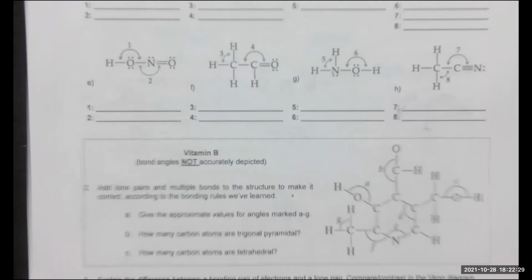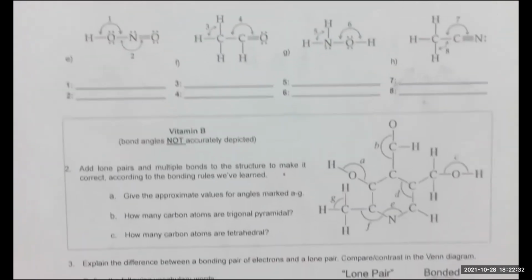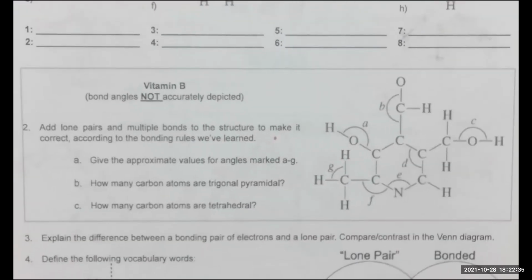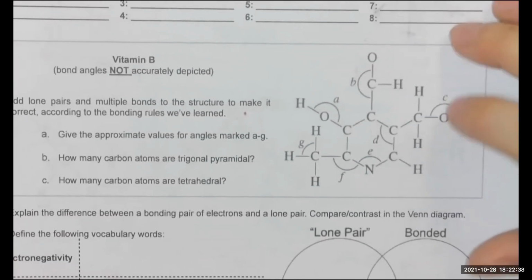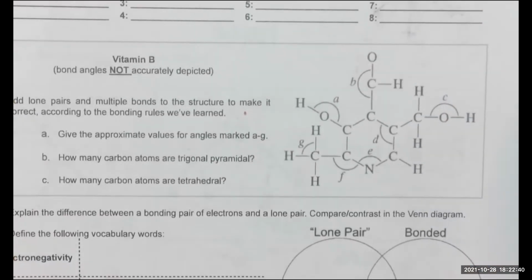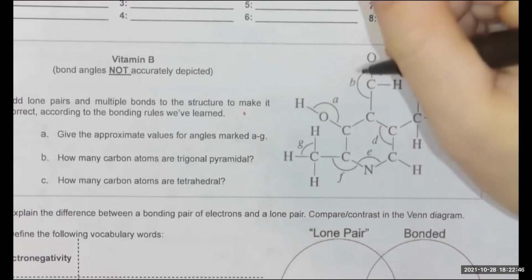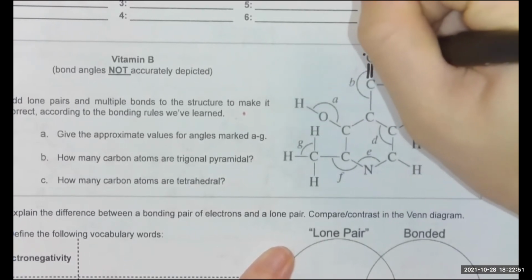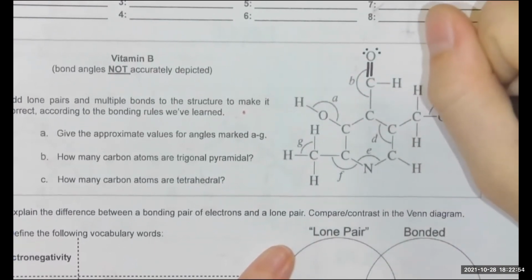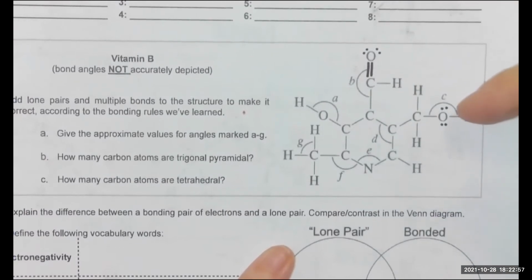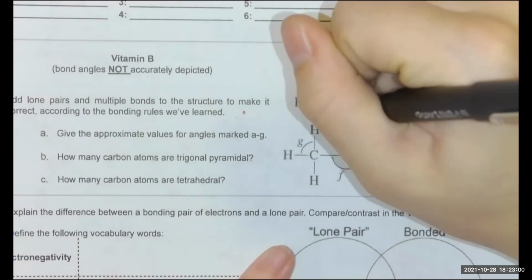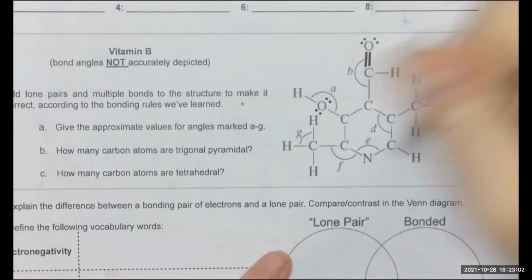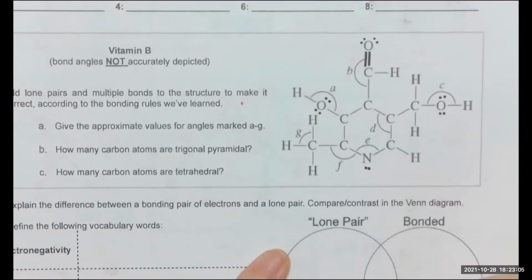So here, first thing we got to do before you do anything else, vitamin B, the bond angles, this structure is missing some things. So we're just going to correct it really quick so that the picture is the way it's supposed to be. This oxygen is double bonded and has 2 lone pairs. This oxygen has 2 lone pairs. This oxygen has 2 lone pairs. The nitrogen has 1 lone pair.